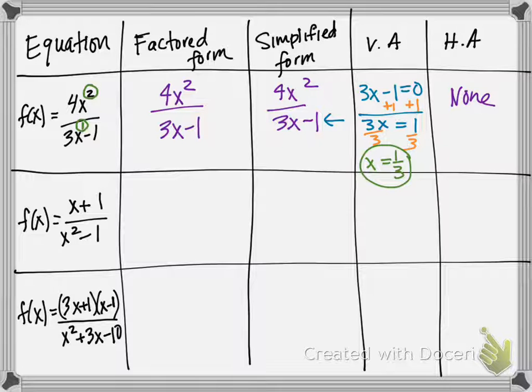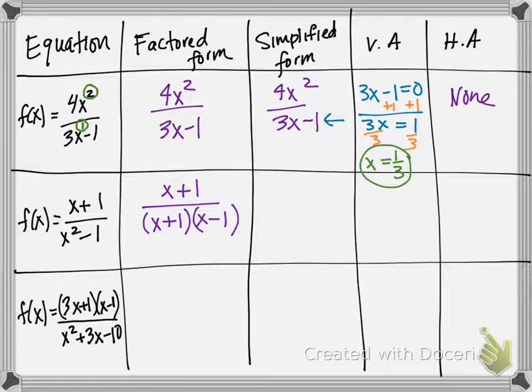For the next equation, we're going to make sure that the numerator and denominator are factored. So the numerator can't be factored further, so it's just x plus 1. But the denominator we could factor as difference of squares. So we open up double parentheses, we alternate the signs, one's a plus, one's a minus. x squared splits as x times x, and 1 splits as 1 times 1.